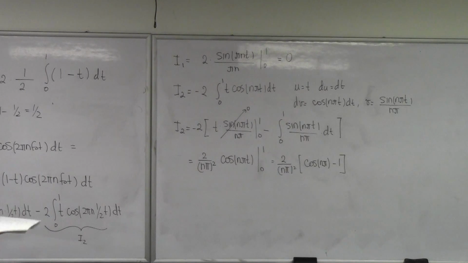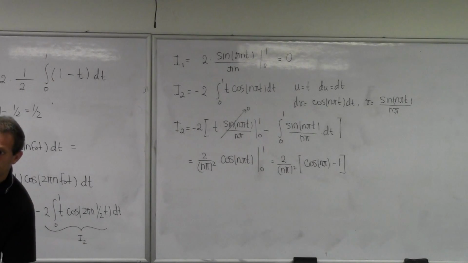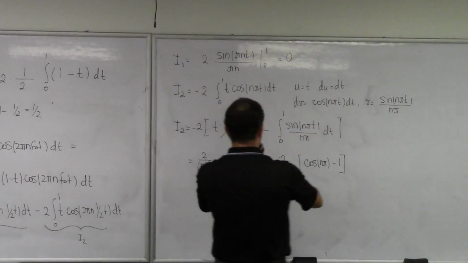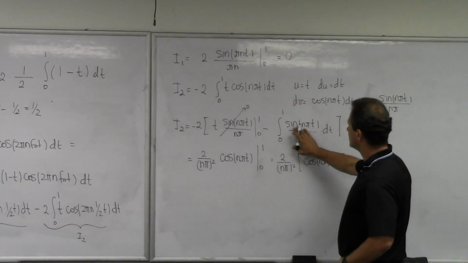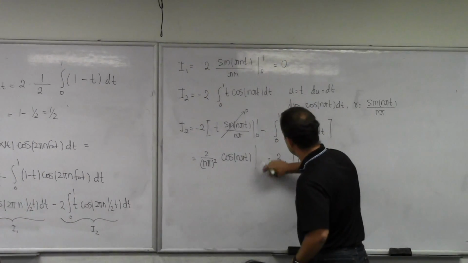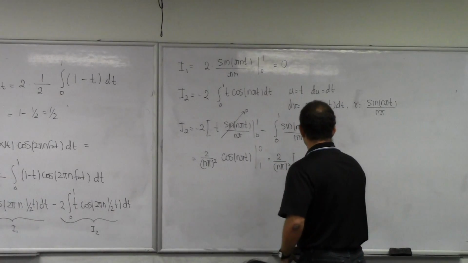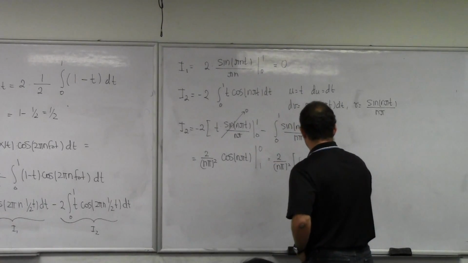Excuse me, sir, I haven't used integration by parts in a while, could you write down the whole formula? Just the one quick integral of sine is minus cosine. So this is 0, 1. This is 1 minus cosine.